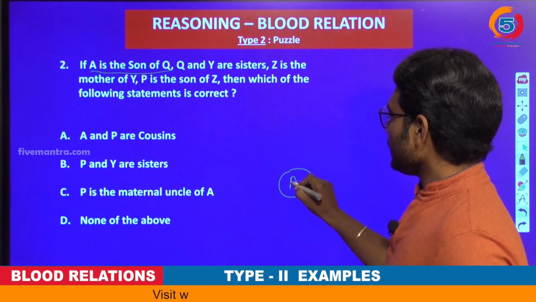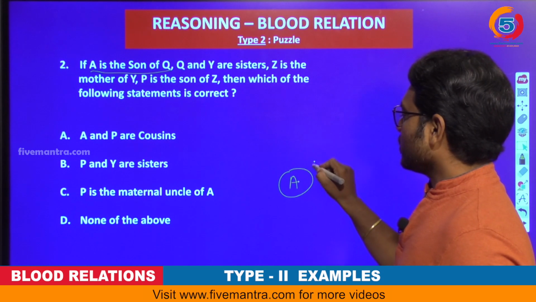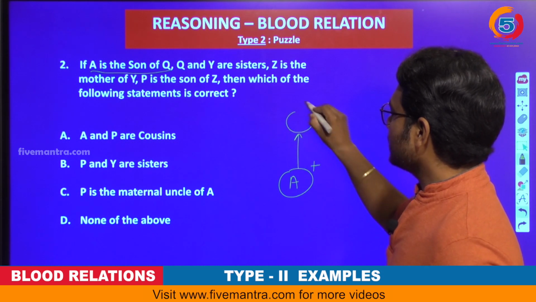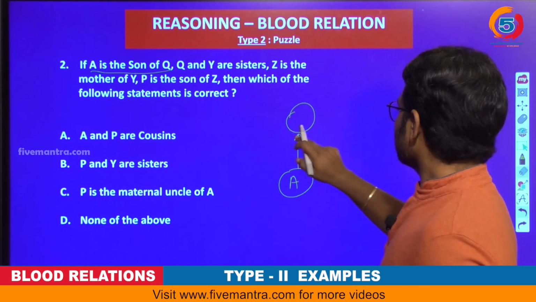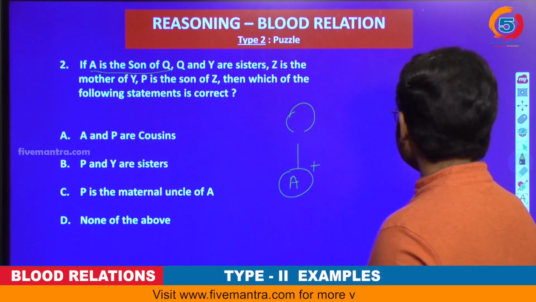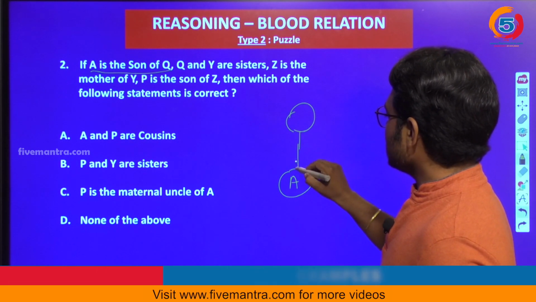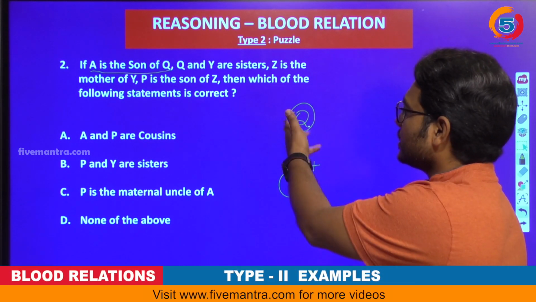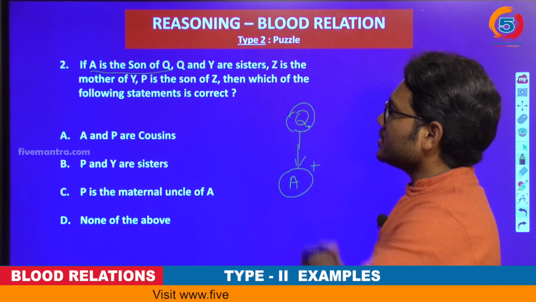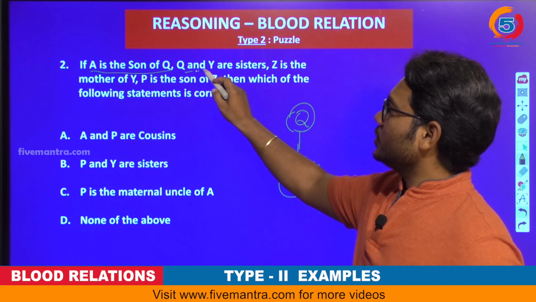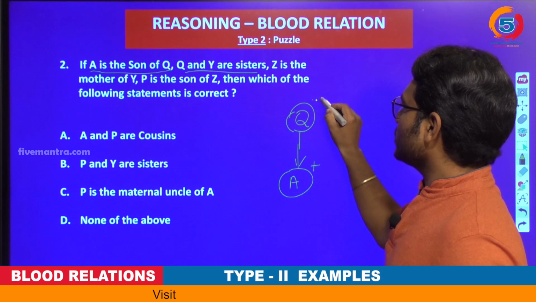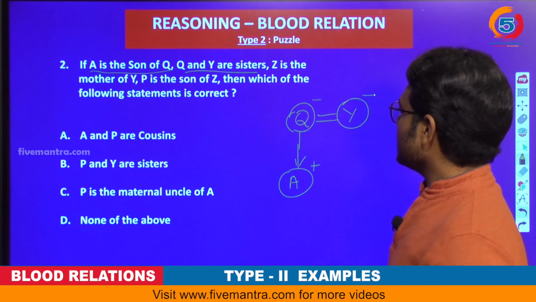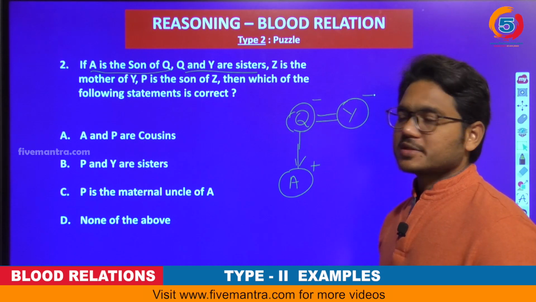A is the son. So obviously A is a male, the son of, let me put it like this, A is the son of Q. You don't know yet the gender of Q, but another statement is given to identify that Q and Y are sisters. So obviously Q and Y are sisters. I can put it like this, isn't it?